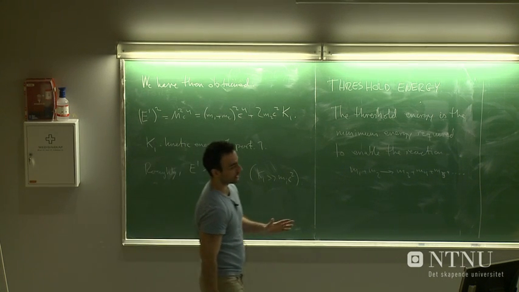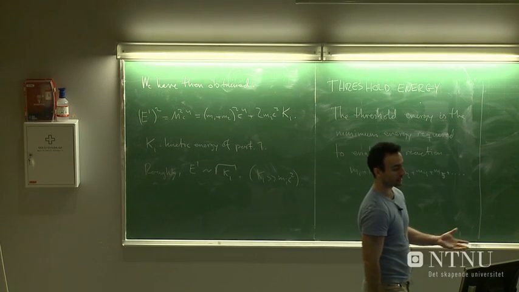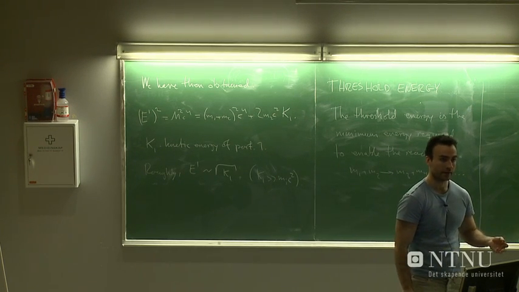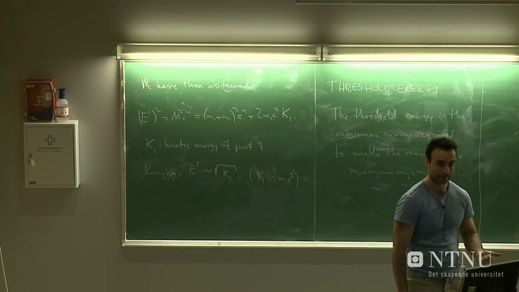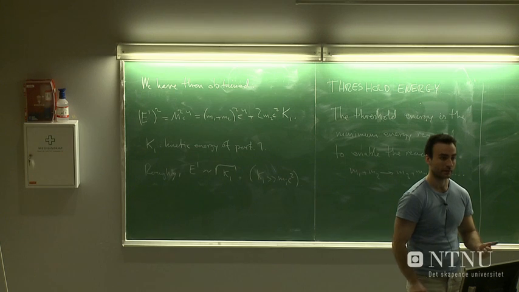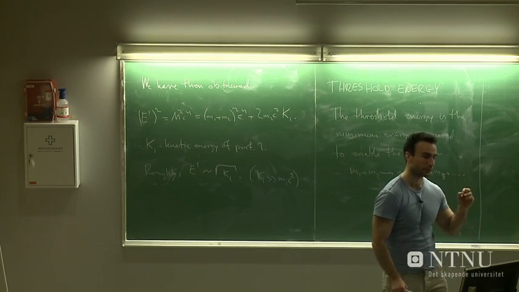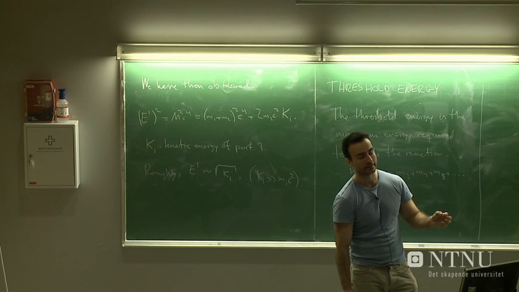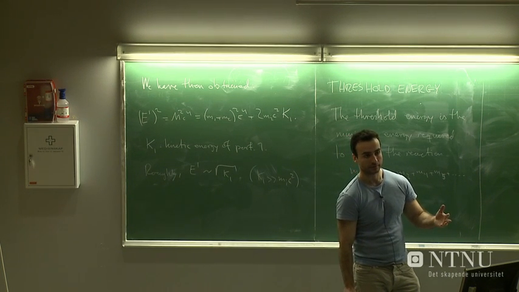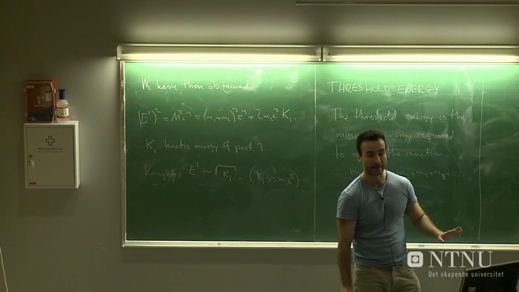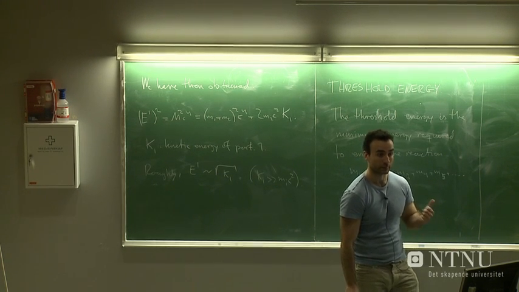So it corresponds to the case where all the resulting particles, M3, M4, etc., are at rest in the center of mass system. So they have no excess energy. We just provide just enough energy to produce them, and without giving them any excess kinetic energy. That would be the threshold energy.